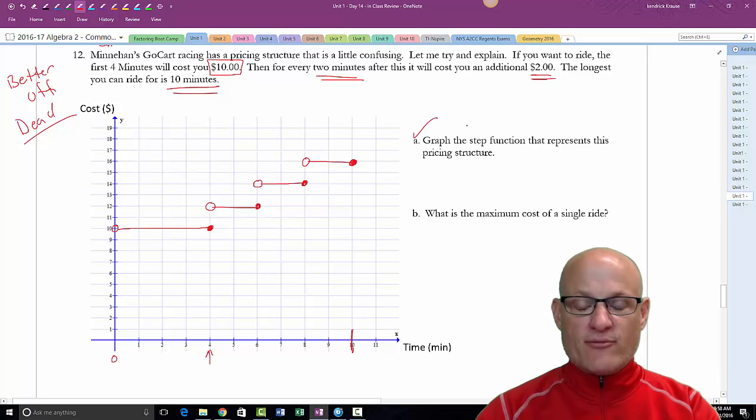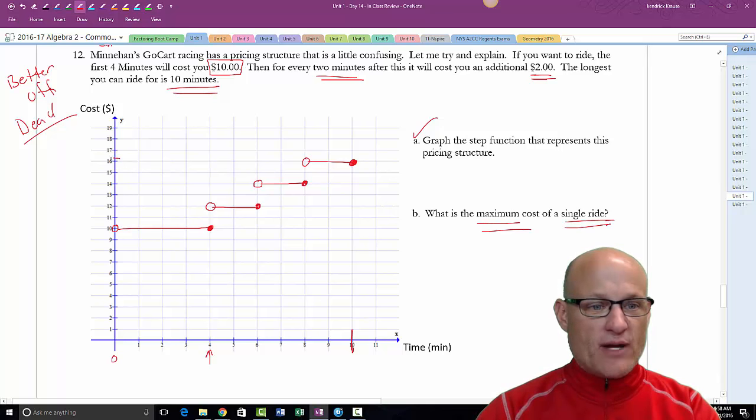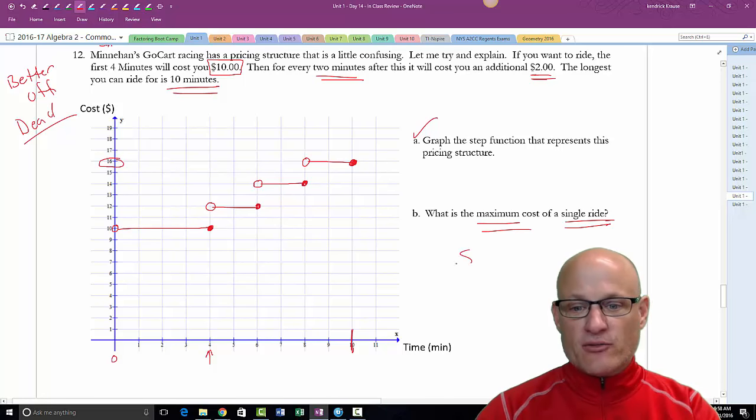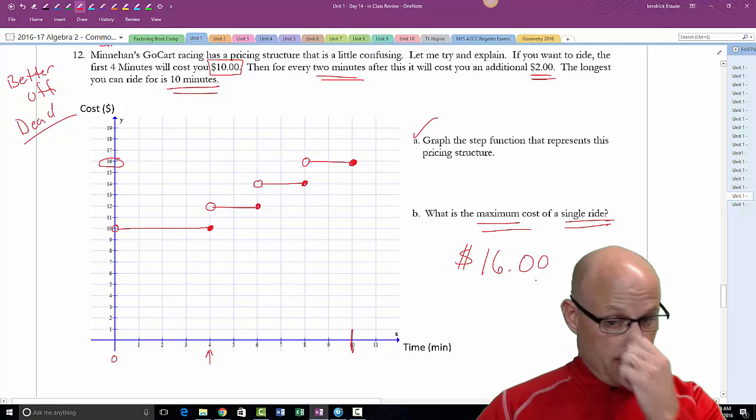So there's A. I've graphed it. Now, the last part asks what is the maximum cost of a single ride? Well, the maximum cost of a single ride is this one right here, $16. All right, let's keep going.